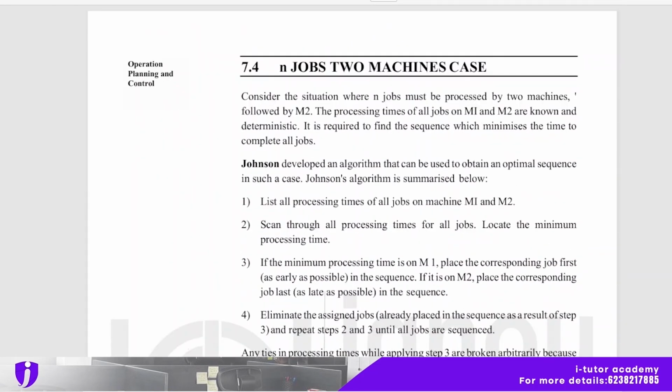And the next is the n jobs, two machines case. Consider the situation where n jobs must be processed by two machines. In the last session we discussed only one machine. This is two machines, M1 followed by M2. The processing times of all jobs on M1 and M2 are known and deterministic. It is required to find the sequence which minimizes the time to complete all jobs.